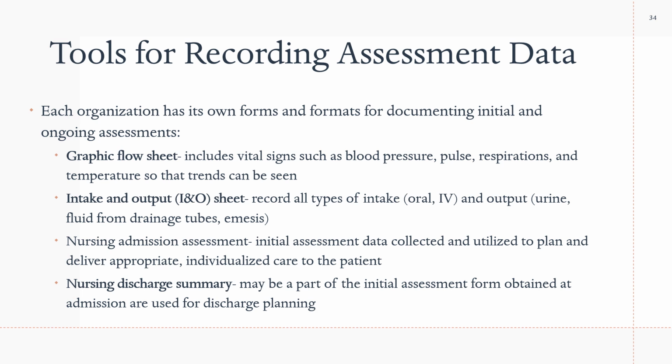Tools for recording assessment data. Each organization will have its own forms and formats for documenting initial and ongoing assessments. There could be a graphic flow sheet that will include vital signs such as their blood pressure, their pulse, respirations, and temperature, so that trends can be seen, right? Because we're nurses, we look for trends. Intake and output, otherwise known as I&O. We can record all types of oral intake, what they're drinking, their IV solutions, and their output: urine, fluid from a drainage tube, whether they're vomiting.